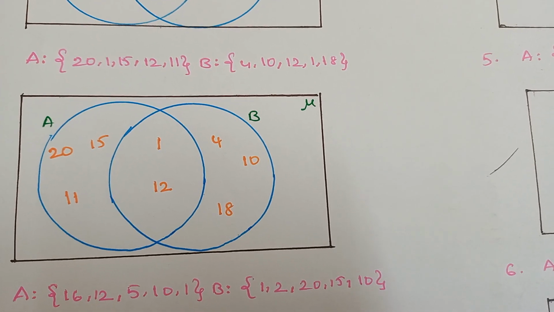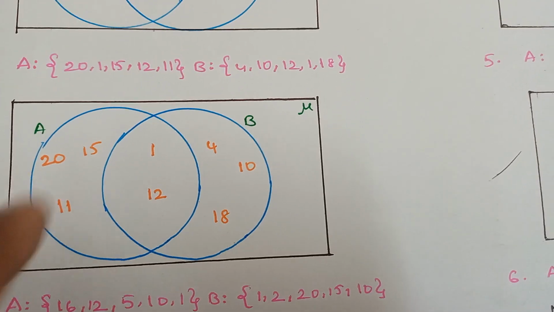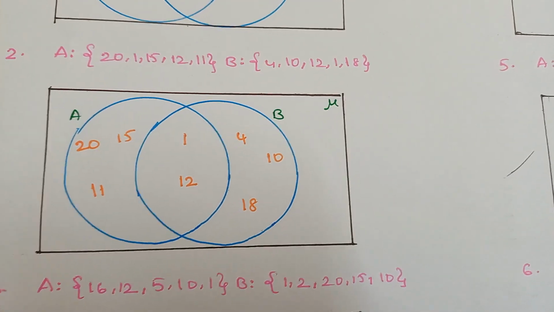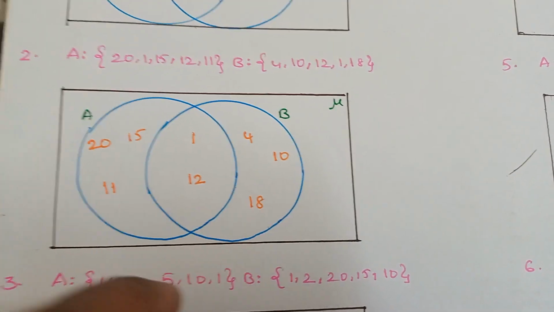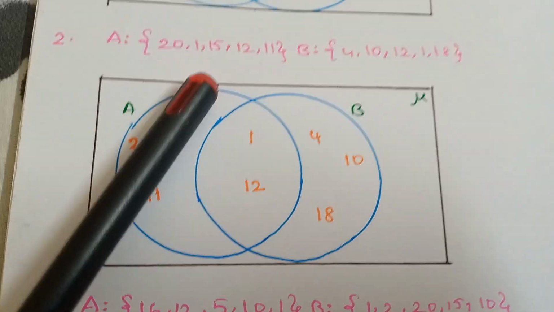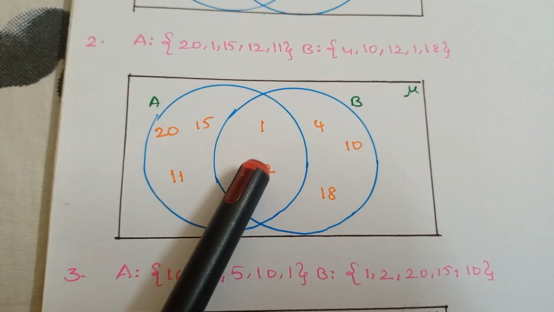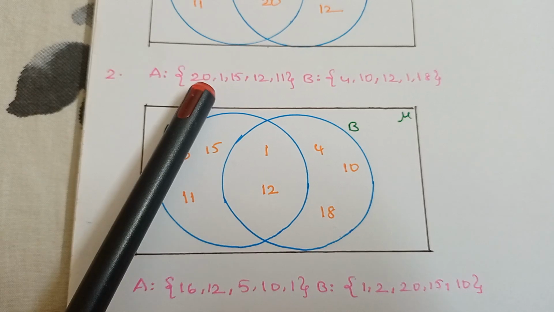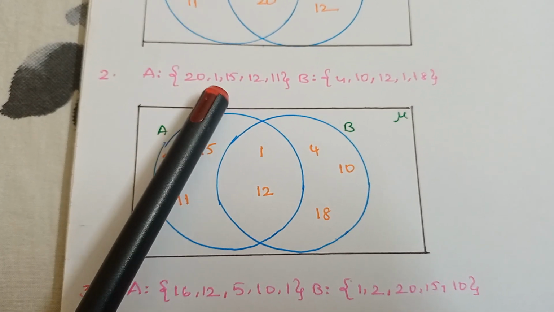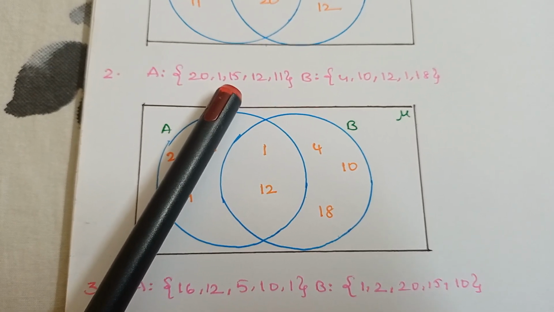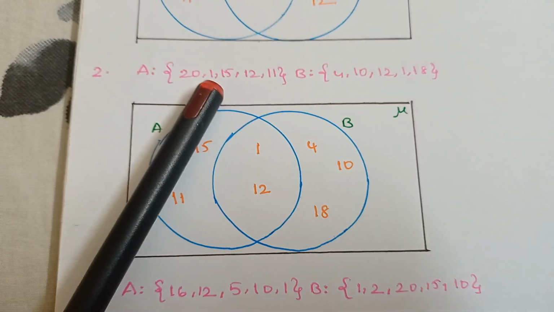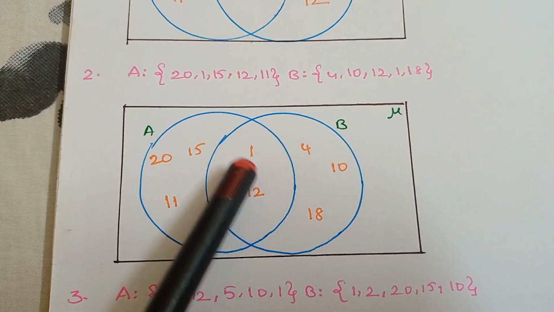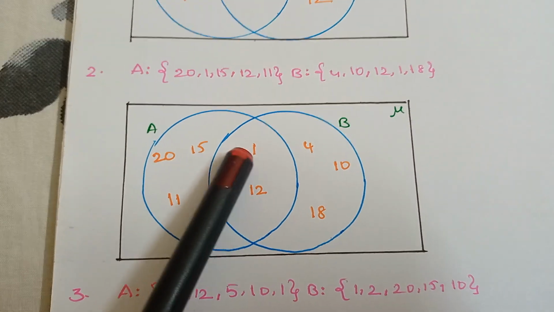Coming to the second one, given set A equals 20, 15, 12, 1, 11 and set B equals 4, 10, 12, 1 and 18. First you need to identify the repeated elements from both the sets. 20 is not repeated, 15 is not repeated, 1 is repeated, 12 is repeated. We write the repeated values in this middle region.